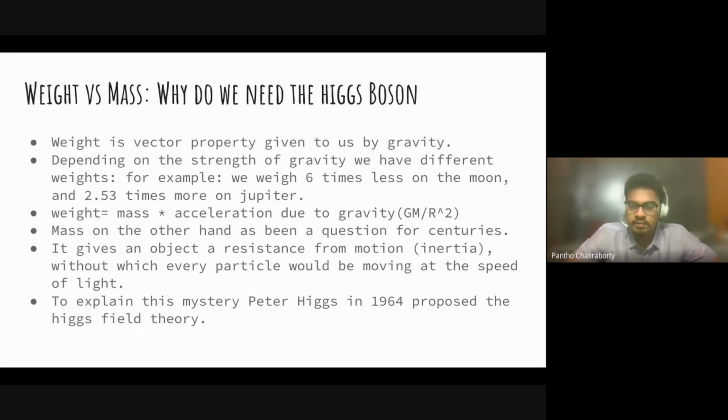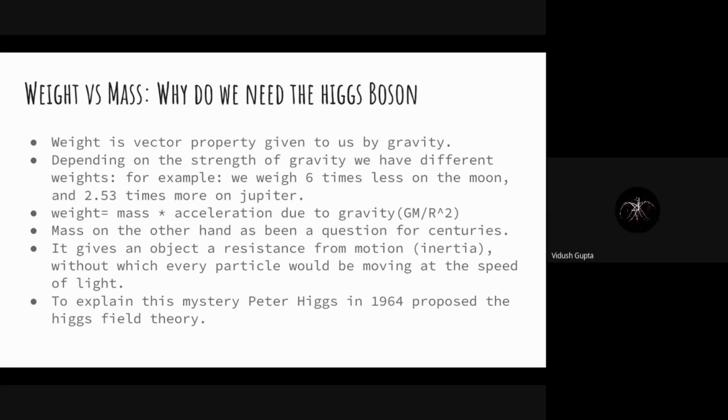Mass is a property which gives an object resistance to motion. Vidush? Yeah, there was a question I had in mind just now when you said that we would weigh 6 times less on the moon on a weighing scale. How do we know for sure that we weigh what we do? For example, if a person weighs 60 kgs, how does he know exactly that he is weighing 60 kgs on Earth?